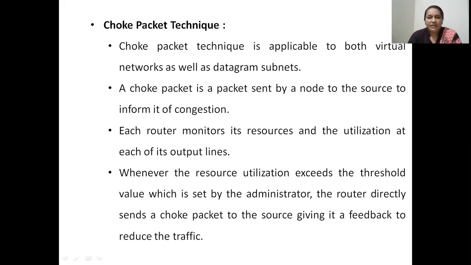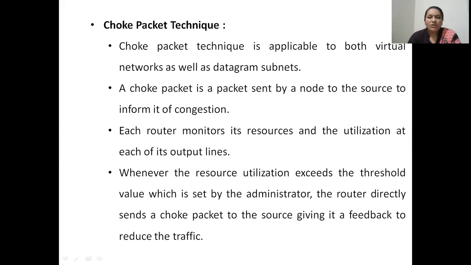The choke packet technique is applicable to both virtual networks as well as datagram networks. In this technique, a choke packet, which is a special packet, is sent by the node to the source node whenever congestion happens. So whenever a particular node is congested, it will send a choke packet to the source node. How will it get the information about the source node? The source address will be there in the packet itself. So seeing that, it will send a choke packet to the source.